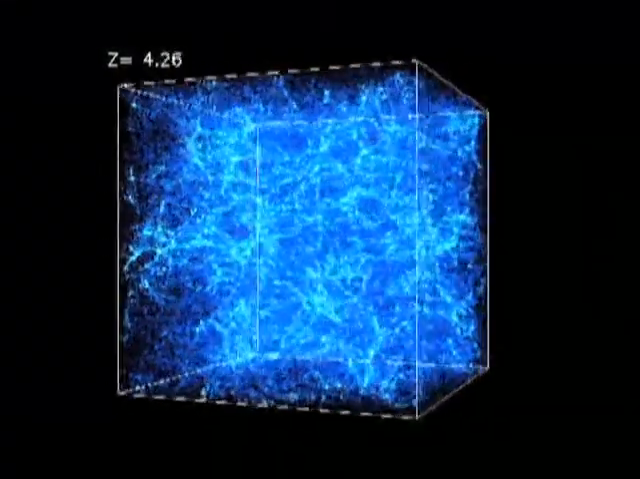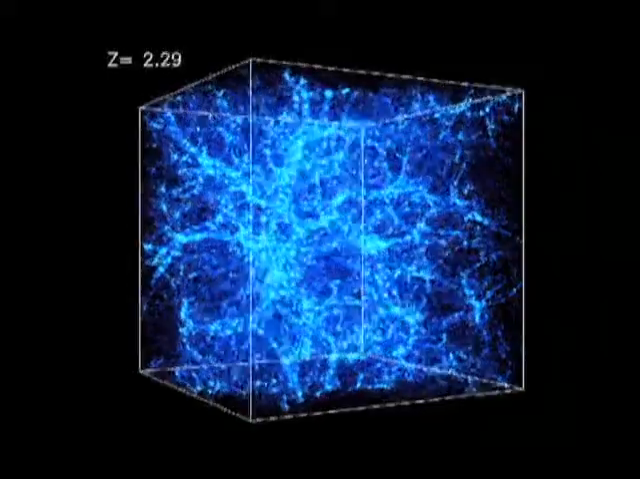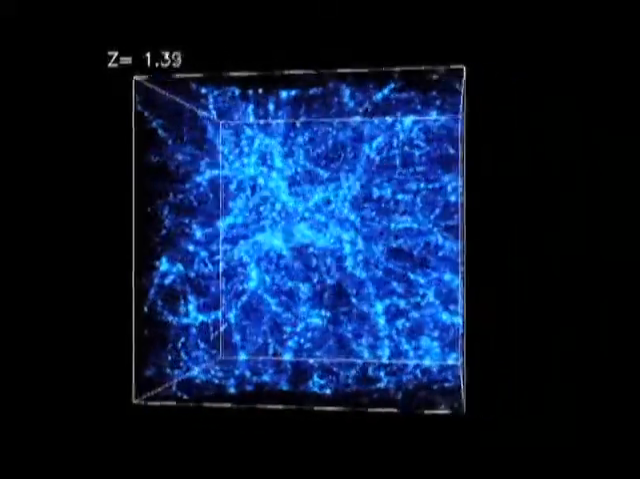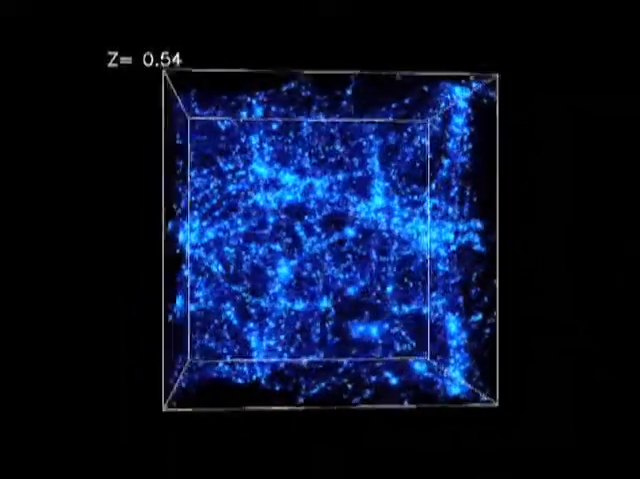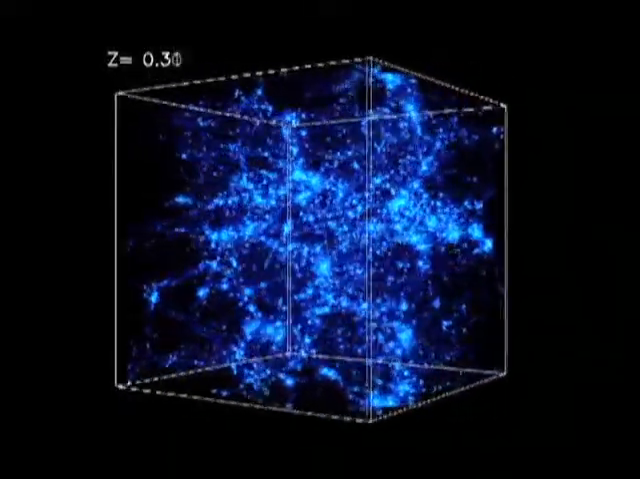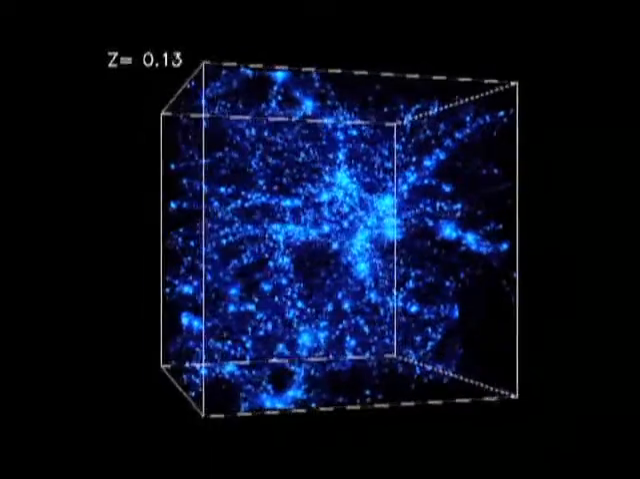Here's another movie of a somewhat smaller simulation, but it has the advantage of showing us the formation of structure in 3 dimensions by rotating the computational volume as it evolves. As before, the initial conditions are quite smooth, but as time passes, the clusters and filaments form.